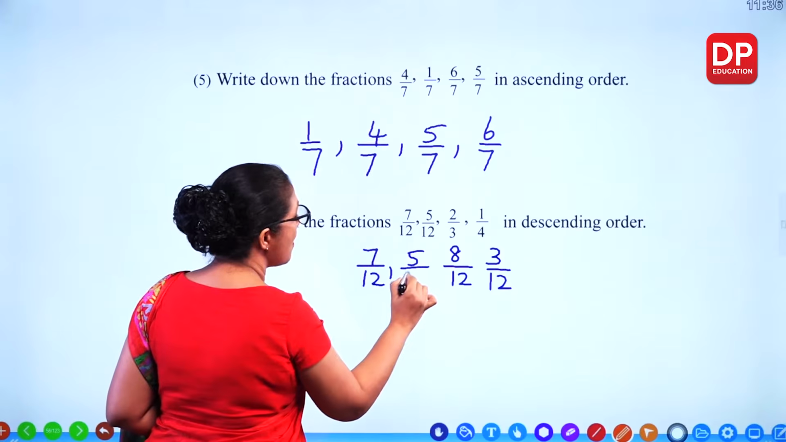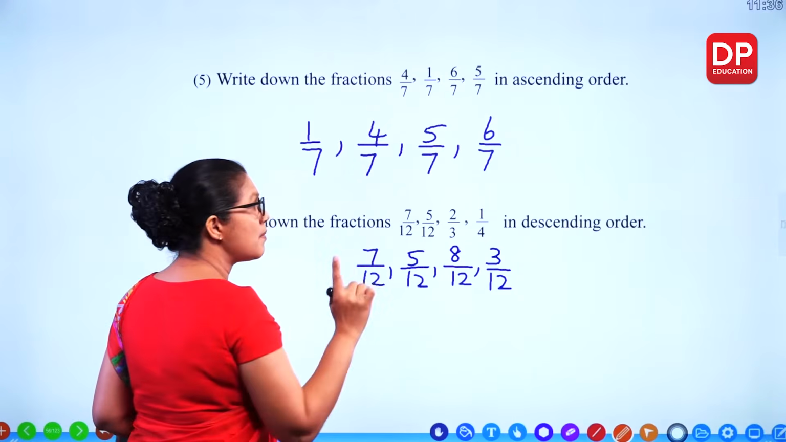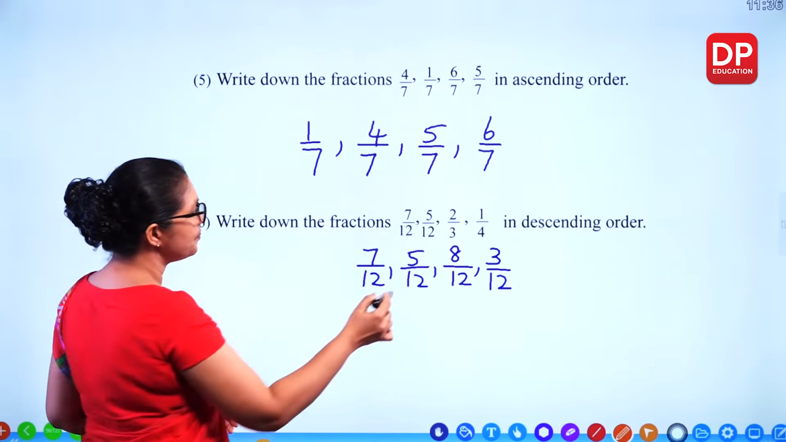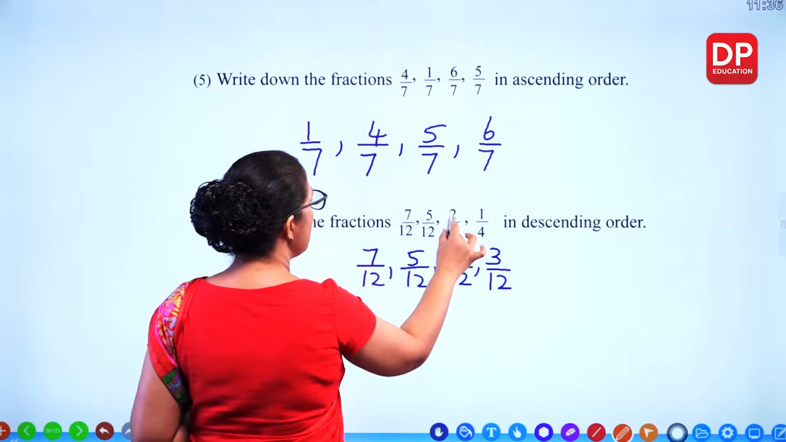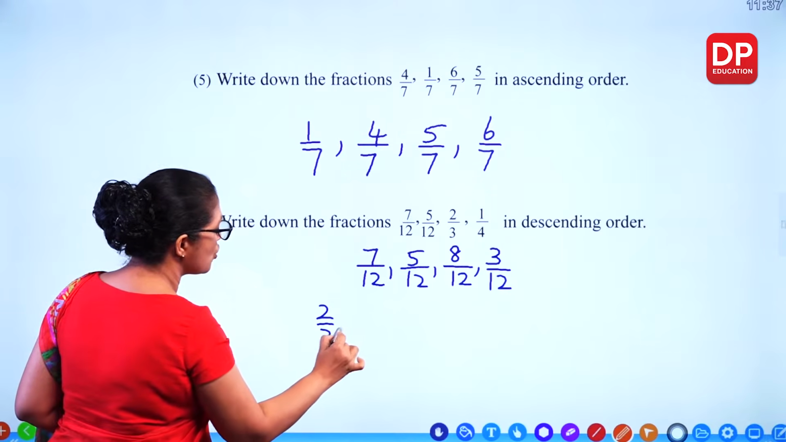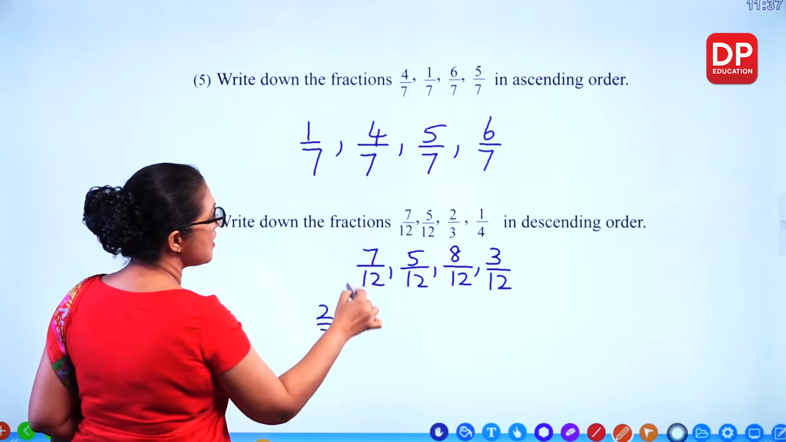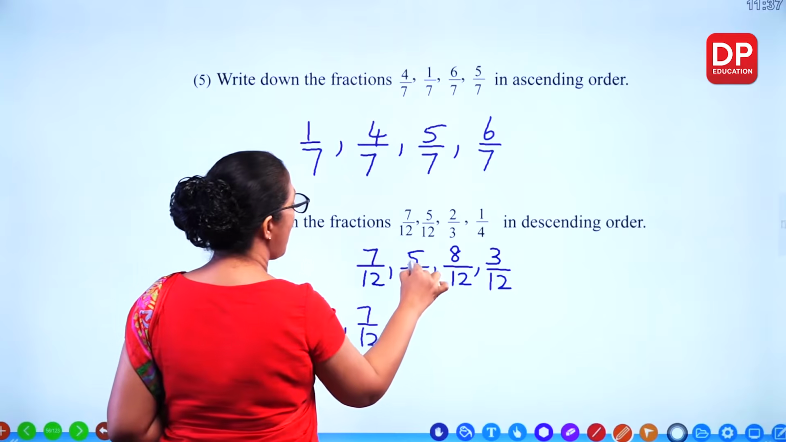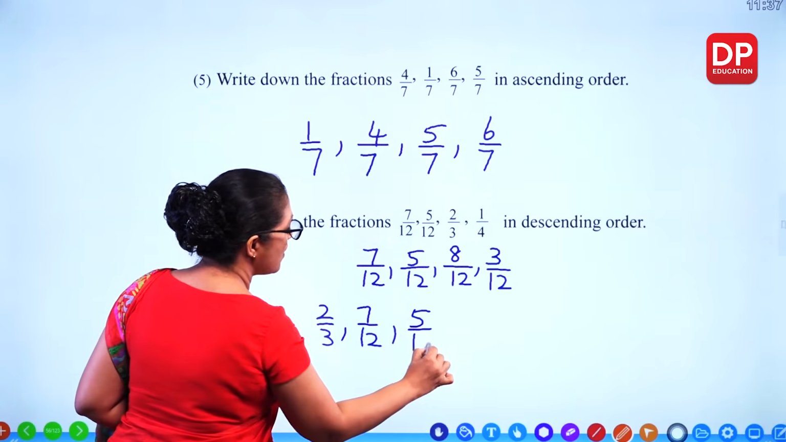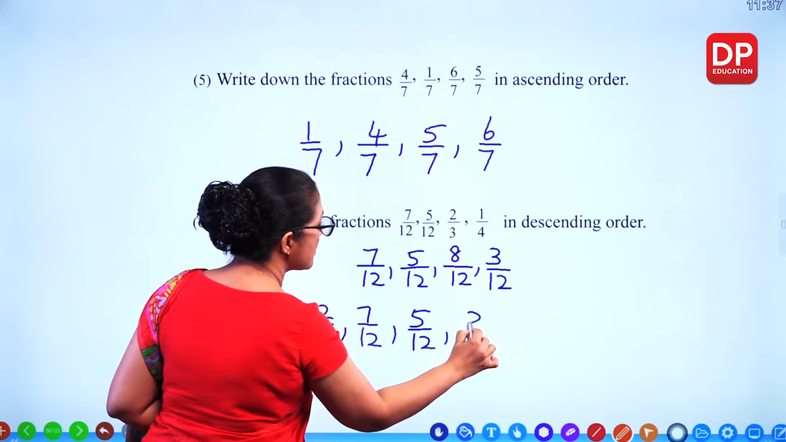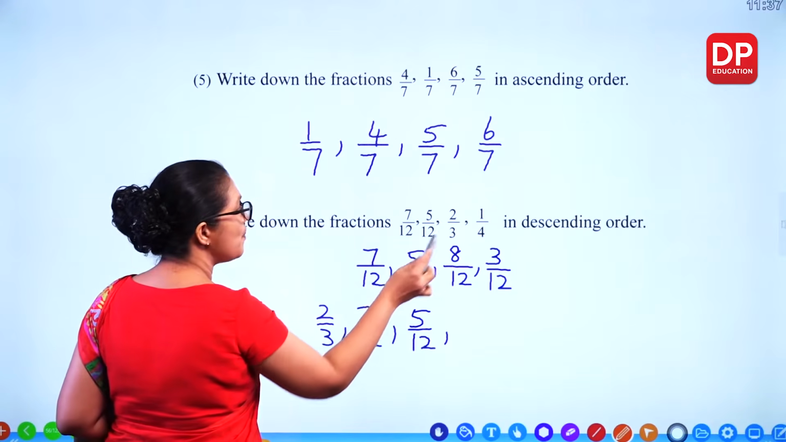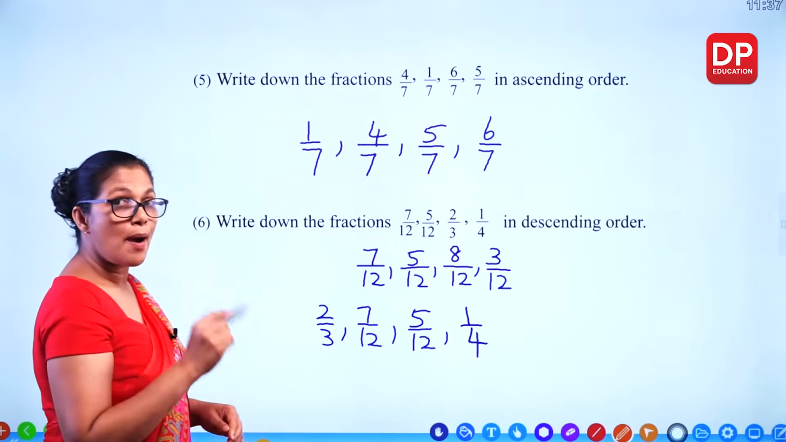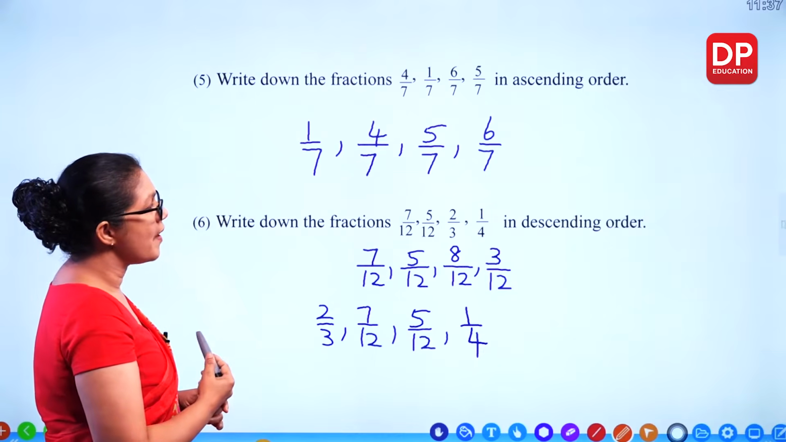Which one is the largest first? Descending means largest to smallest. What's the largest number? 8. 8 means 2/3 is the largest value. Then 7 over 12. Then we have 5 over 12. And the smallest one is 3. That's 3 over 12. So don't write 3 over 12 because the question gives 1 over 4. So you have to write down the numbers in the question, not the equivalent fractions.